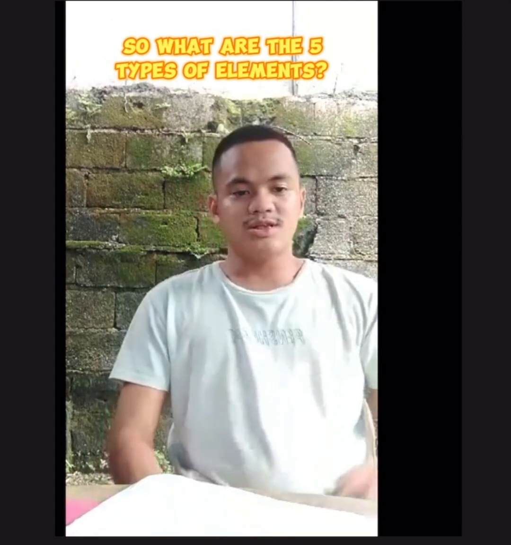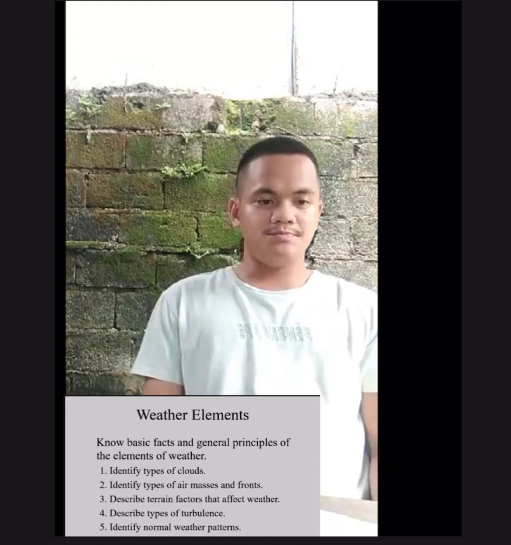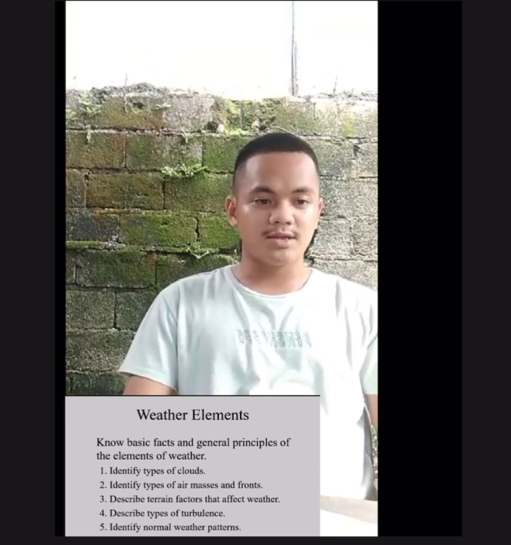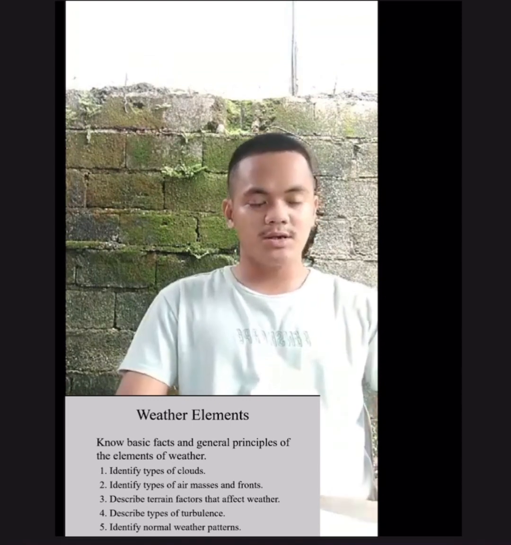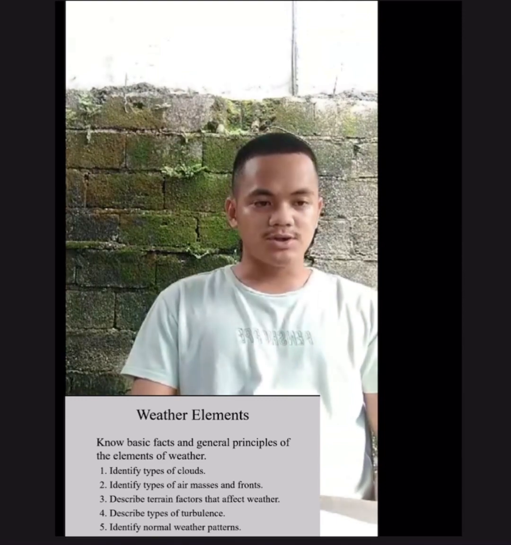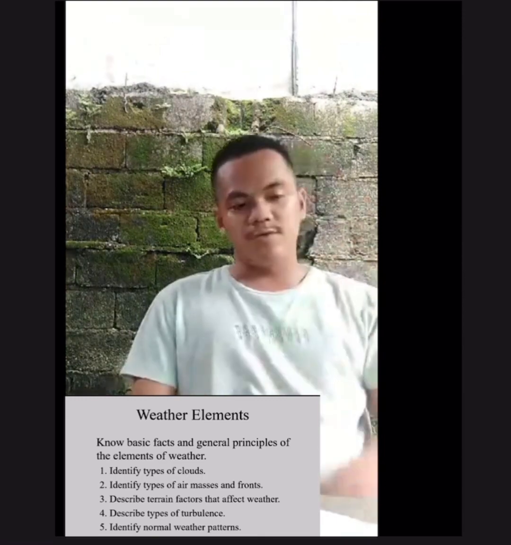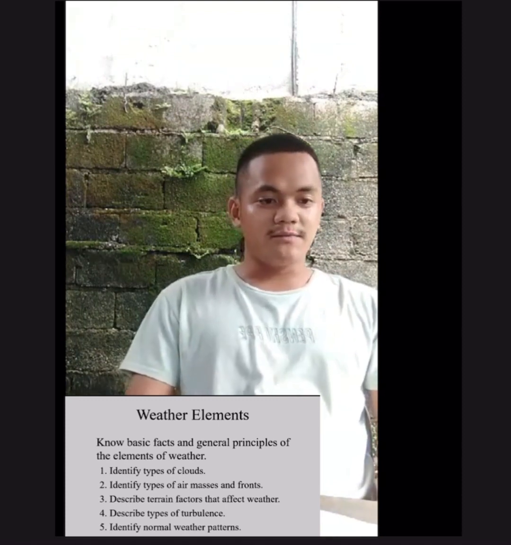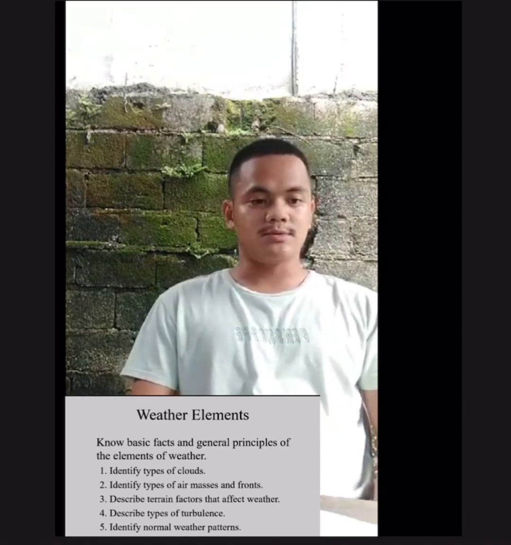So these are the five elements of weather forecasting. These are the weather elements, five types. One, identify types of clouds. Two, identify types of air masses and fronts. Three, describe terrain factors that affect weather. Number four, describe types of turbulence. And the last one is five, identify normal weather patterns.